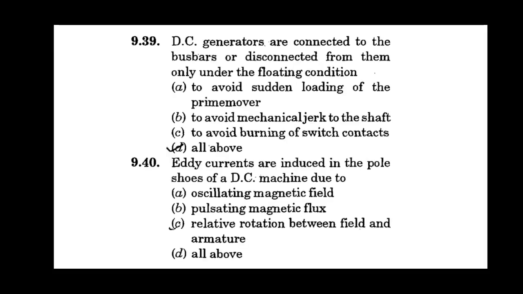DC generators are connected to the bus bars or disconnected from them only under the floating condition, all of the above. Eddy currents are induced in the pole shoes of a DC machine due to relative rotation between field and armature.